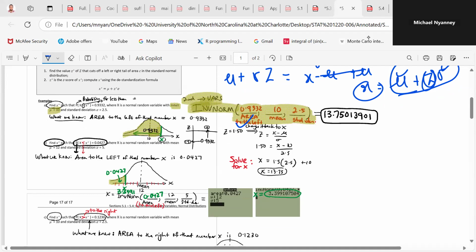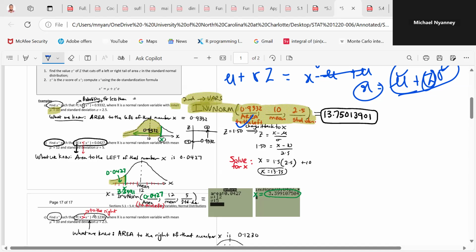Okay. And now note that S has a mean different from 0. So our mean is what? 10. And our standard deviation is 2.5. So we paste it. Then that will give us the S value that actually generated this area.